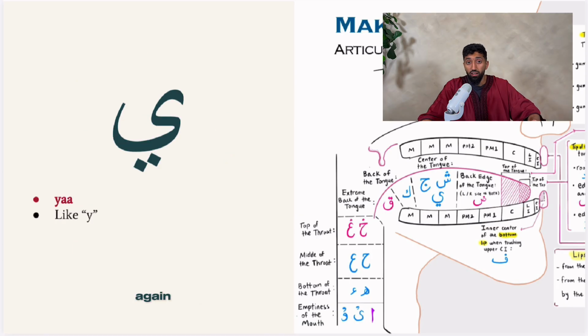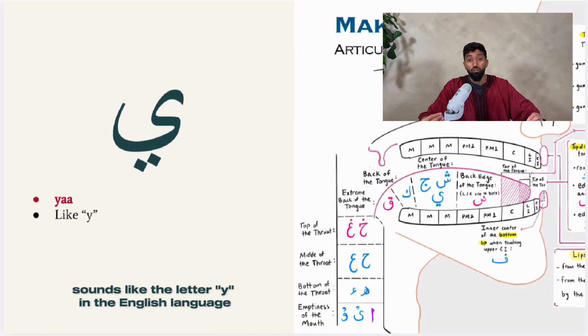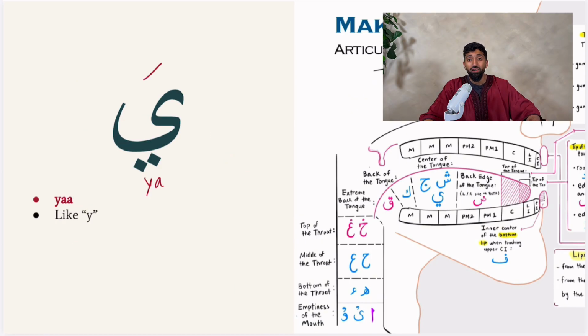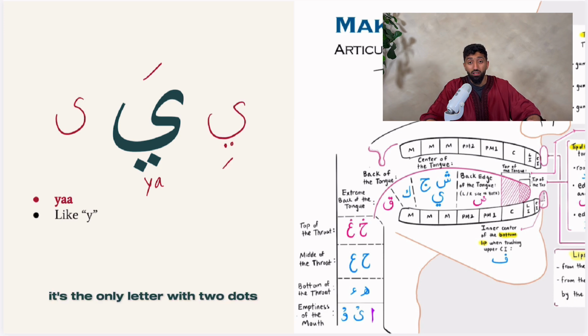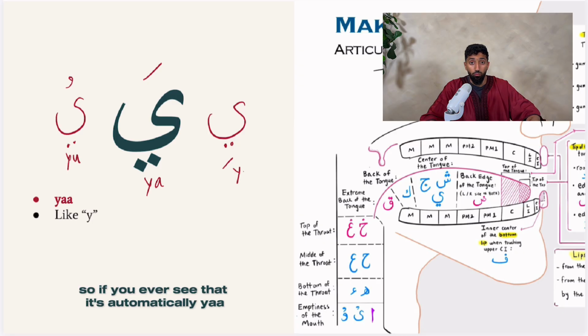The next letter is ya. Again, sounds like the letter Y in the English language. Ya, fatha, ya, ya, kasra, yi, ya, dhamma, yu. It's the only letter with two dots underneath, so if you ever see that, it's automatically ya.